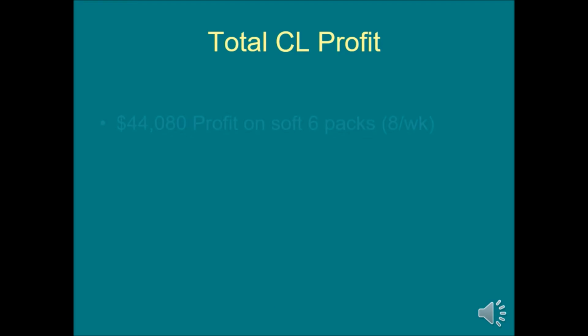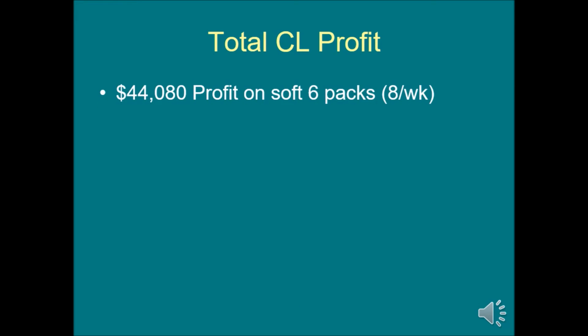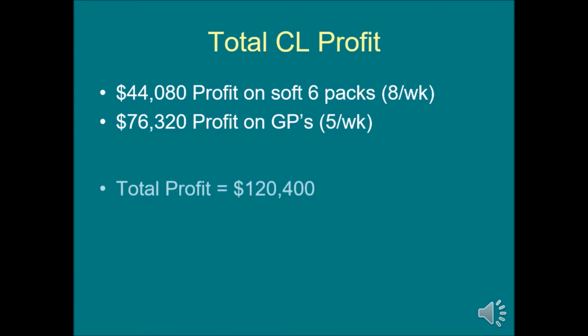So let's talk about it. So you got $44,080 profit on the soft lenses in the 6-packs, okay? You got $76,320, okay? That's 5 patients a week. So your total profit is $120,400 in contact lenses. Now that is, again, gross profit. That is not net profit. You haven't gone in and figured out what your rent, lights, and utilities and all that sort of thing are, okay?